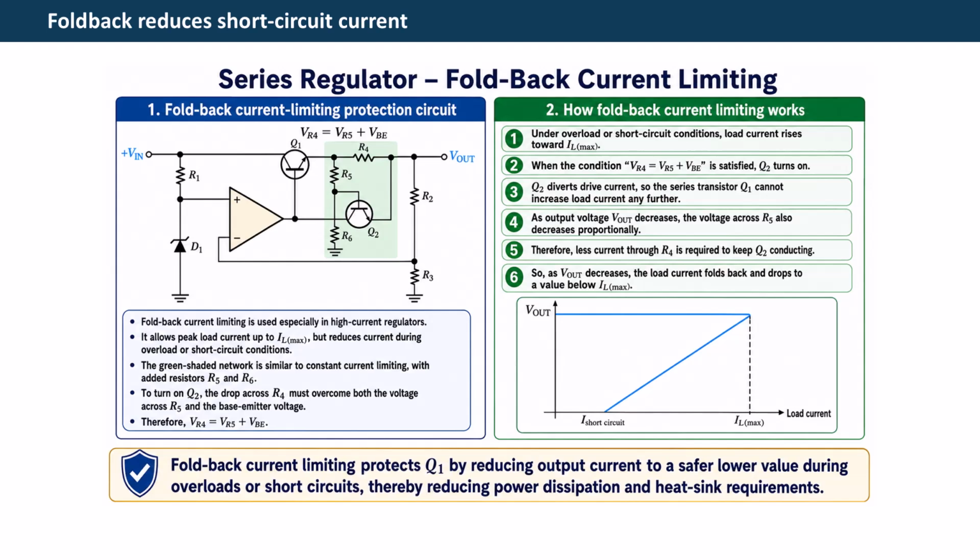As output voltage decreases, the voltage across R5 also decreases proportionally. Therefore, less current through R4 is required to keep Q2 conducting. So, as Vout decreases, the load current folds back and drops to a value below IL maximum.